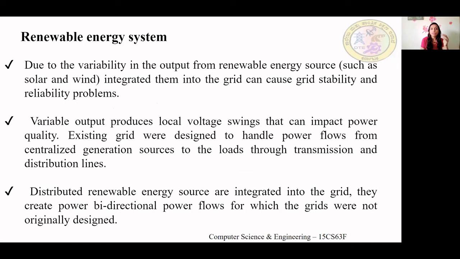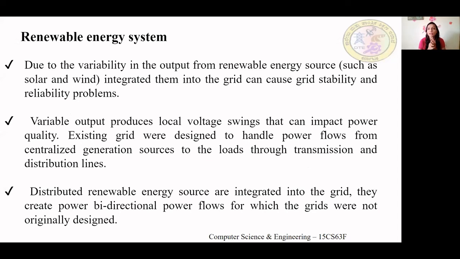If we have an existing electrical grid, we cannot send the solar energy and wind energy that we are getting through the same line. But if you use smart grid, we can send it through the same line. Existing grids were designed to handle power flows from centralized generation sources to the loads through the transmission and distribution lines. So it is not two-way, it is one way. But renewable energy is two-way.